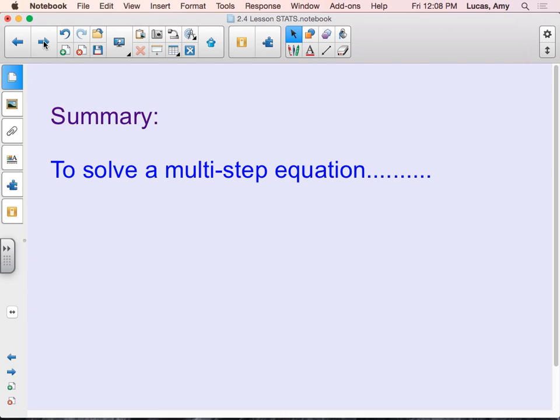You should be able to write a summary now on how to solve a multi-step equation. Please make sure you use complete sentences, and please make sure you think about all of the different types of situations that you can see in a multi-step equation.